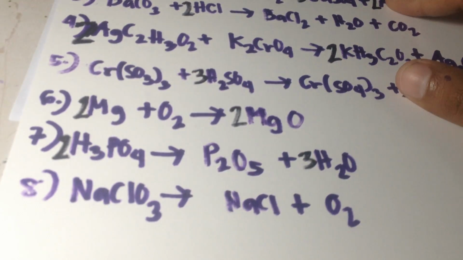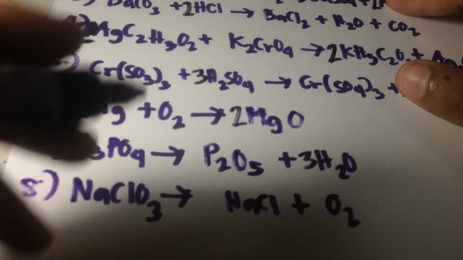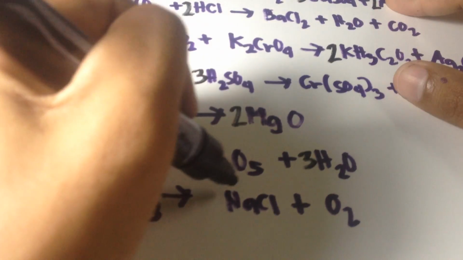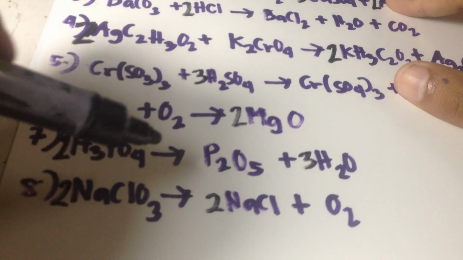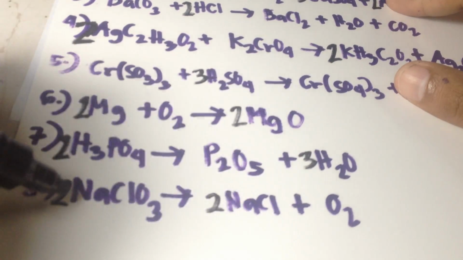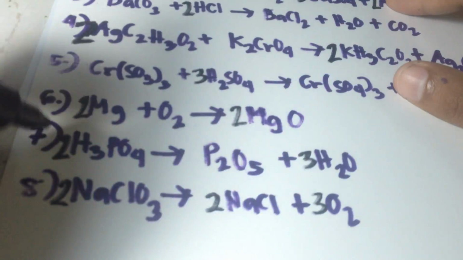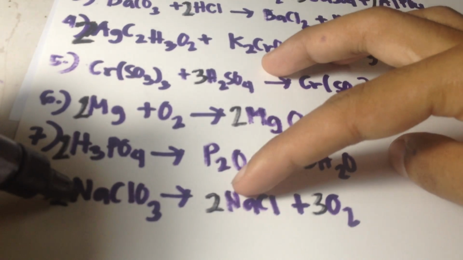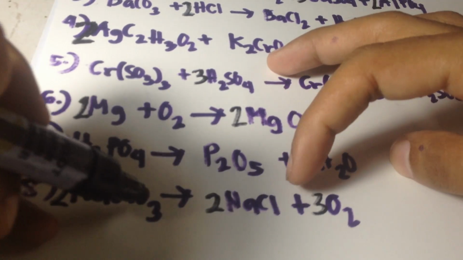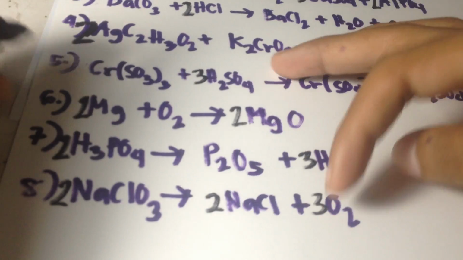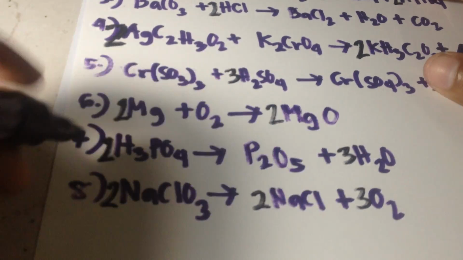So we need to balance the equation. So let's multiply by 2 here. 2 here in sodium. Then in chlorine, it's 2, and oxygen is 6. So we need to multiply 3 here. So sodium has 2, chlorine has 2, and oxygen has 6. So it's completely balanced.